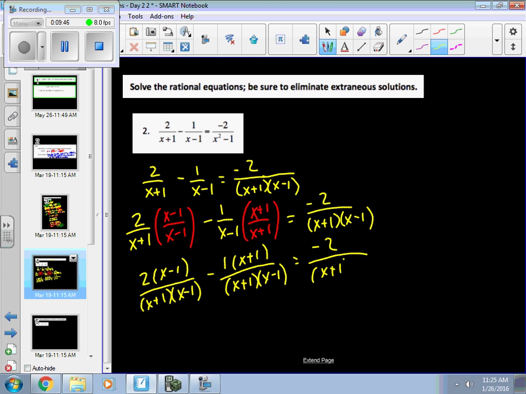All right, so now that we got a common denominator, if we were to multiply through by x plus 1 and x minus 1, all our denominators are gone. So now we just need to solve the numerators.